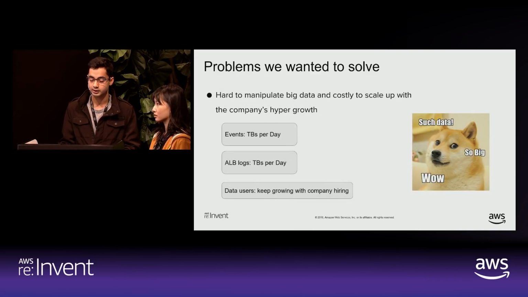Another problem that we started seeing as we started growing as a company, internally with our internal data users, and even externally as we started rolling out Robinhood to more and more people and launching more and more features, is that we saw things turn from gigabyte scale to terabyte scale. We saw our events data set go from a few gigabytes per day to several terabytes per day.